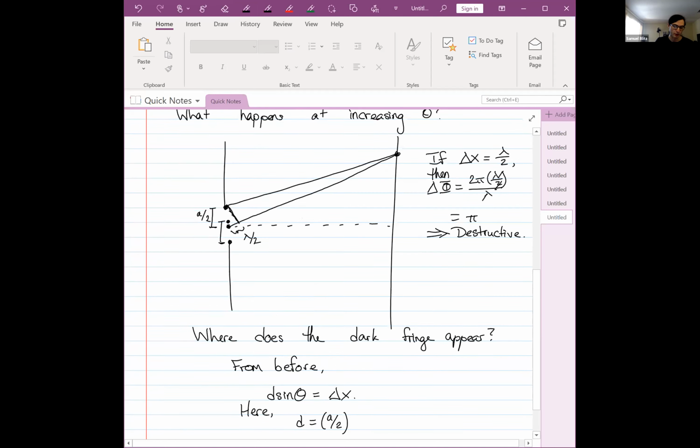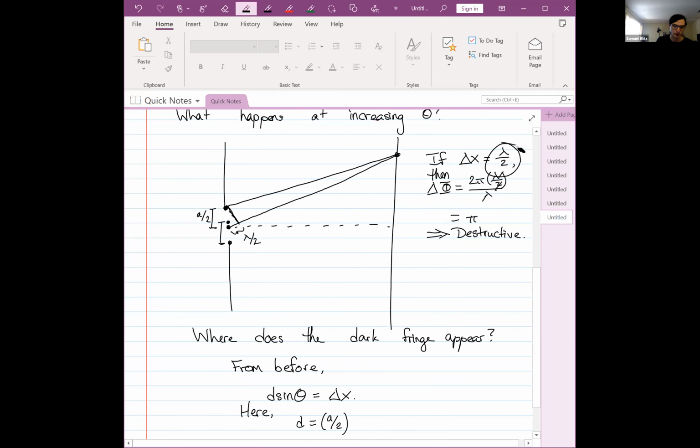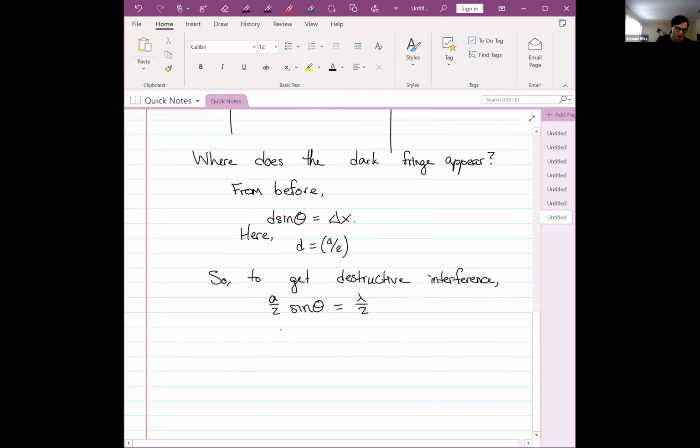We want the path length difference to be lambda over 2. That's where we get destructive interference. And so we can just solve this, and we find that the first dark fringe, so this is for single slit interference now, so this will look familiar, but it's not the same formula.